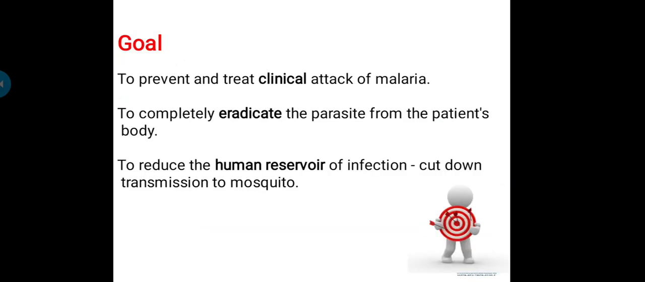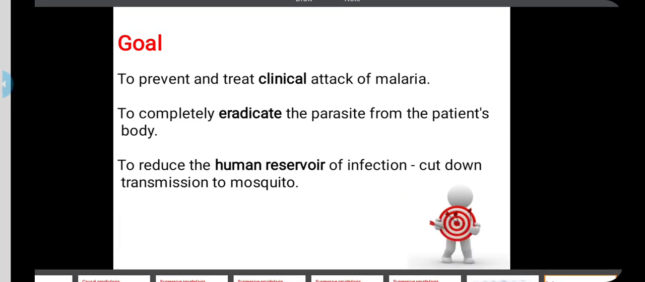So what is the goal of the treatment? We have to prevent and treat the clinical attack of malaria. We have to completely eradicate the parasite from the patient's body, as well as reduce the human reservoir of the infection and cut down the transmission to the mosquito. So we need clinical cure of the fever. We need to reduce the transmission of Plasmodium gametocytes from the infected person to another mosquito, and we have to ensure killing of the hypnozoites to prevent relapse, so that we can eradicate the infection.